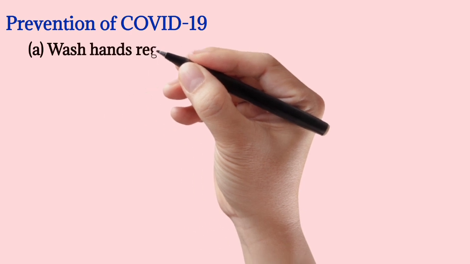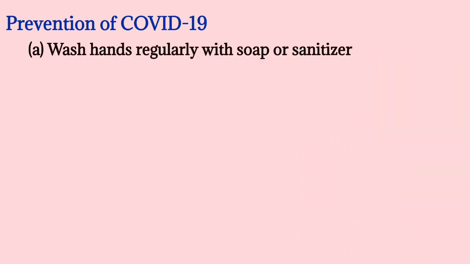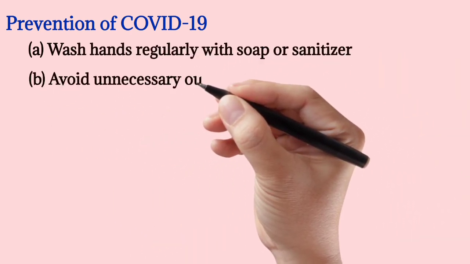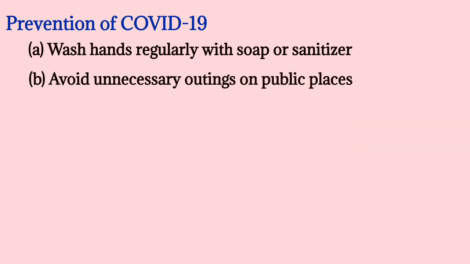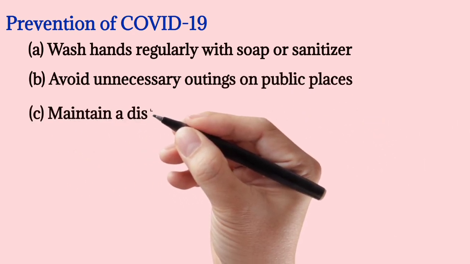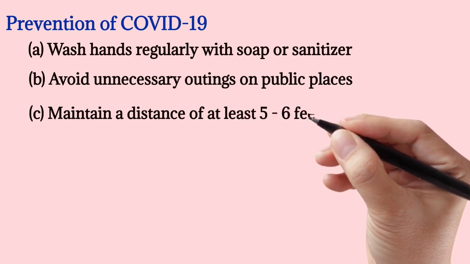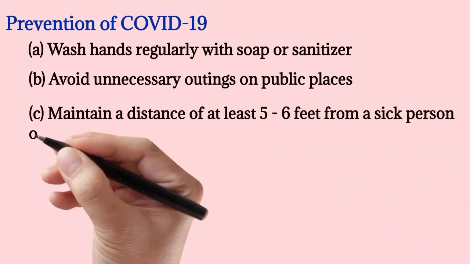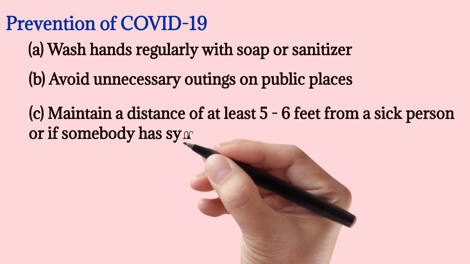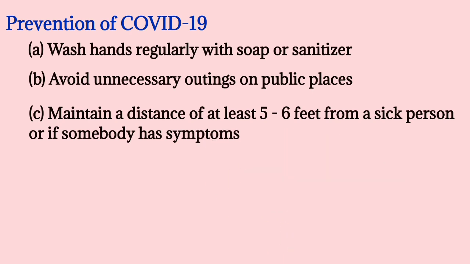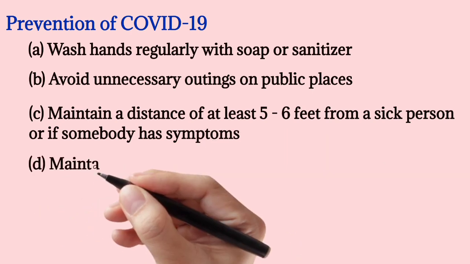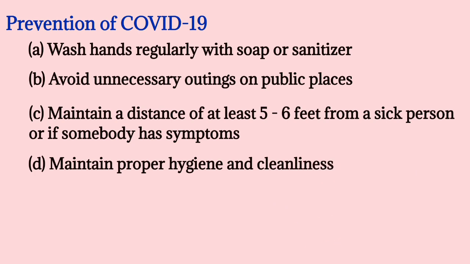Prevention of COVID-19. A. Wash hands regularly with soap or sanitizer. B. Avoid unnecessary outings on public places. C. Maintain a distance of at least 5 to 6 feet from a sick person or if somebody has symptoms. D. Maintain proper hygiene and cleanliness.